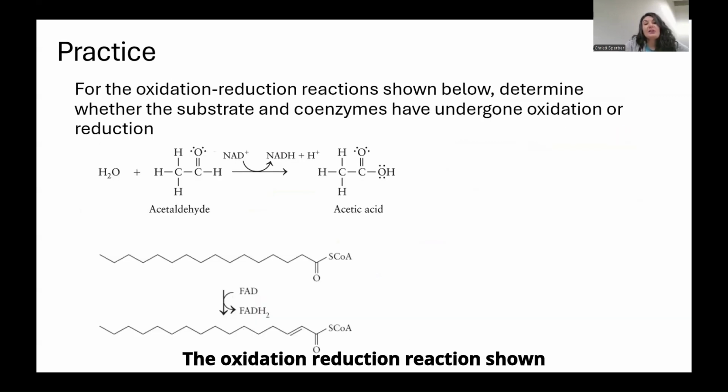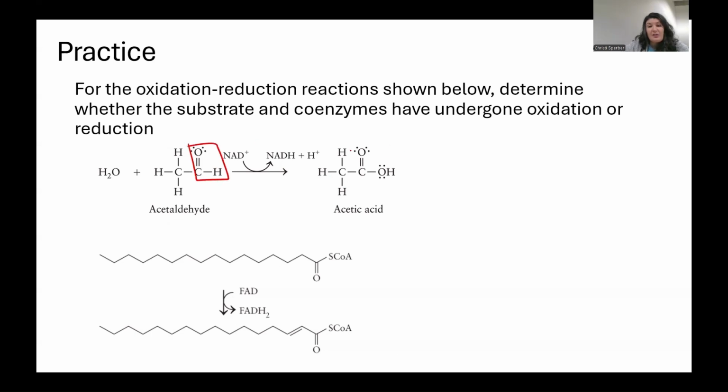For the oxidation reduction reaction shown below, determine whether the substrate and coenzymes have undergone oxidation or reduction. So go ahead and pause the video, and then when you're ready, come back and we'll do it together. So for this first one, we're looking at the substrate and coenzymes. Our substrate is acetaldehyde, and our product is acetic acid. We see that we go from an aldehyde to a carboxylic acid.